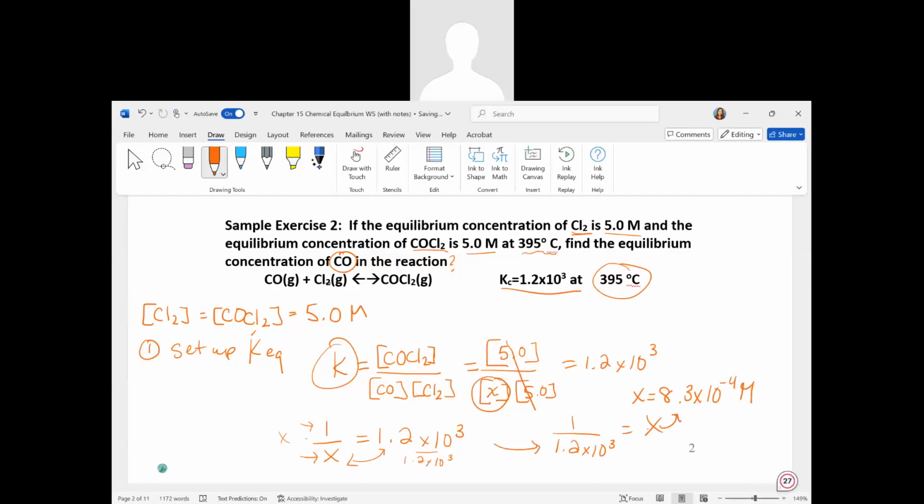If you're given pressure values instead of concentration, you can also do this type of problem and just utilize Kp instead of Kc.